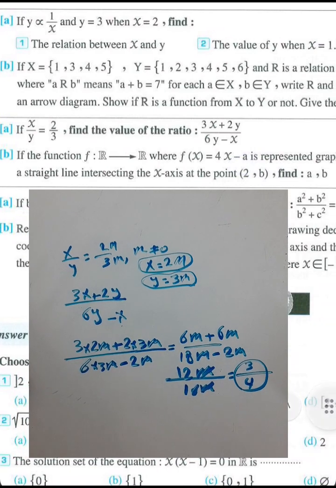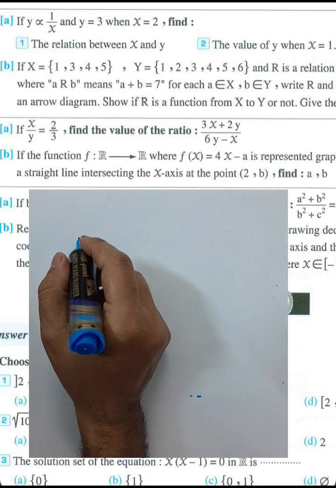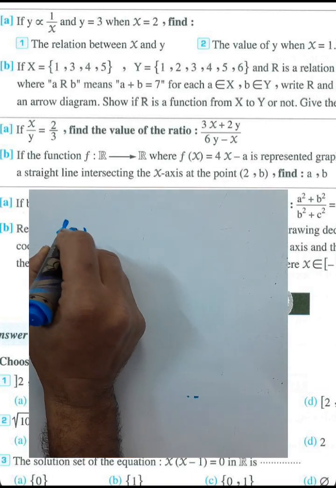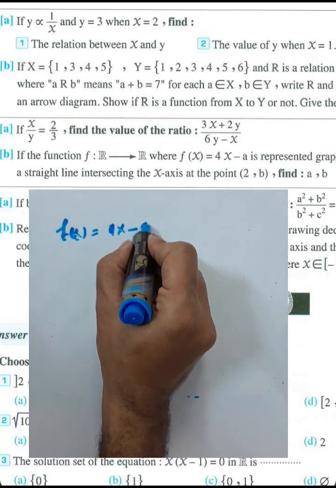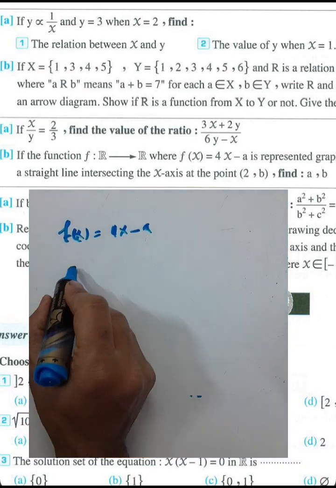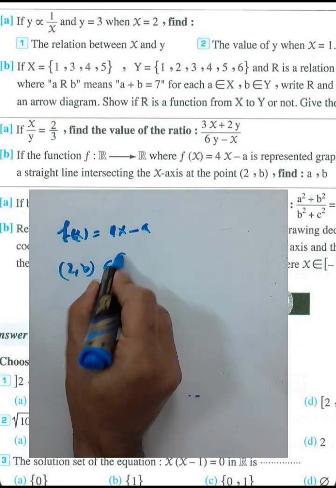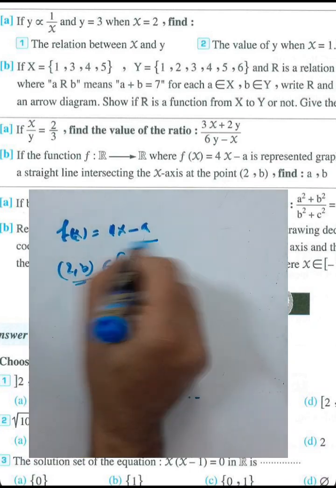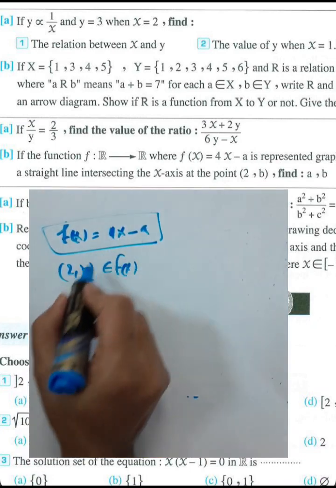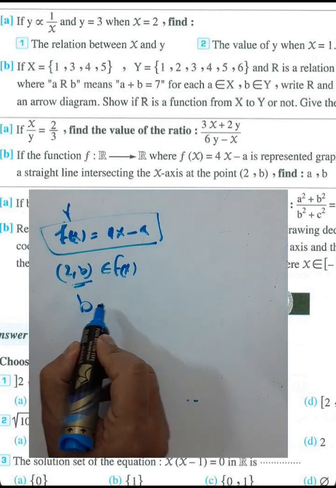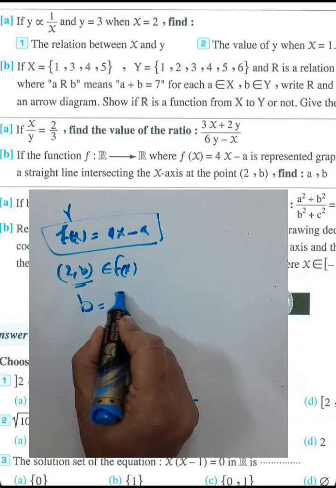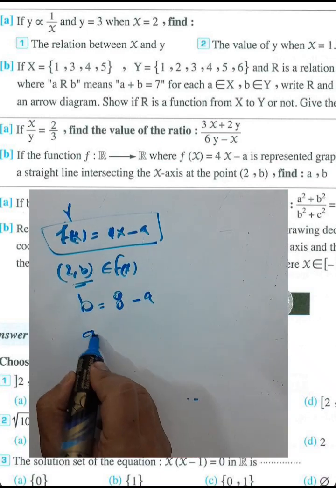Question letter B. We have the relation between R and R. If a function f of x equals 4x minus a, and the point (2, b) falls on this function, then this point satisfies the equation. Put x equal 2 and y equal b. Then b equals 4 times 2, which is 8, minus a. Then what is the value of a?